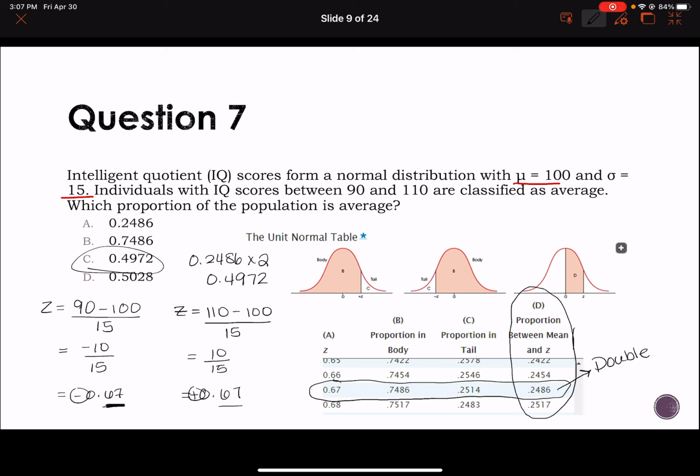Anytime we want something between two values and our z-scores come out to be the same but with different signs, one positive, one negative, then we're going to use that last column D to be able to figure out what that is, and we always have to double that value, whatever it happens to be.